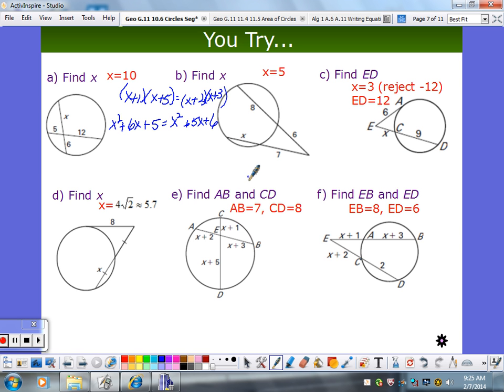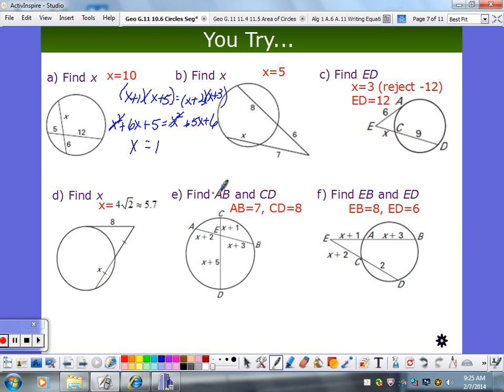With me so far? I love when I see the same thing on both sides, because you know what I can do? I can subtract x squared from both sides. Basically, they cancel each other out. Isn't that nice? They're gone. Now I can subtract that 5x here. That gives me x, and I can subtract the 5 on that side. I'm getting x equals 1.